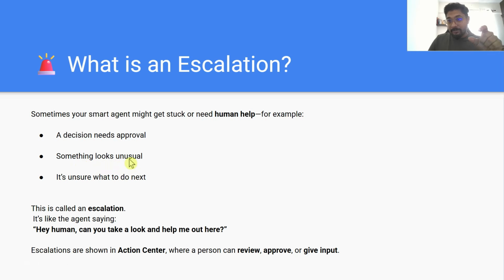If something looks unusual, then it should be escalating. If the agent is unsure what to do next, then it will look for human help. That's called an escalation. It is like an agent saying, hey human, can you take a look and help me out here? Escalations are shown in Action Center when a person can review, approve, or give input to the agent.